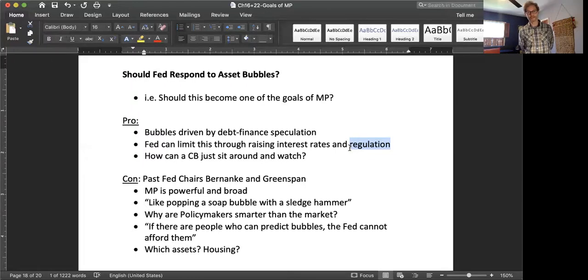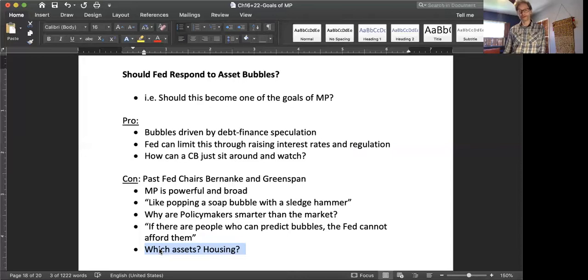Also, there's this question of, are policymakers really smarter than the market? If there are people at the Fed who can predict bubbles, the Fed can't afford them, right? So the Fed often doesn't know when a bubble is occurring, or they don't know exactly when it's occurring. Sometimes in hindsight it looks right, but in real time, sometimes it's hard to say. And then which assets? Should the Fed also be involved in housing prices or art market bubbles, or any other kind of asset bubble?